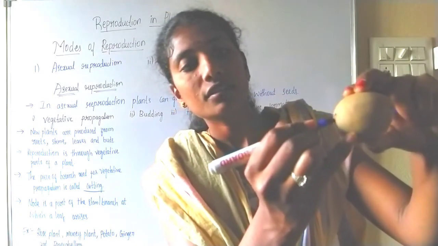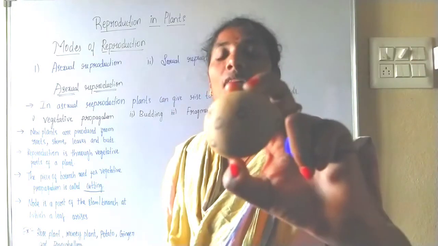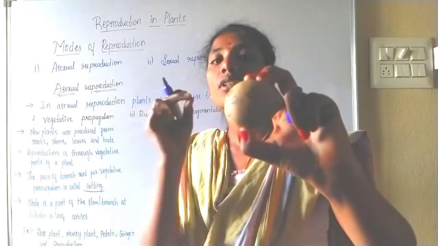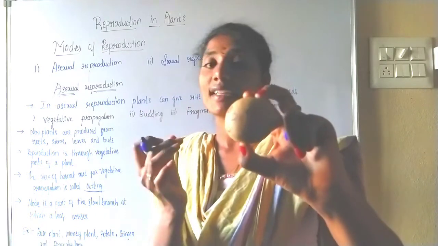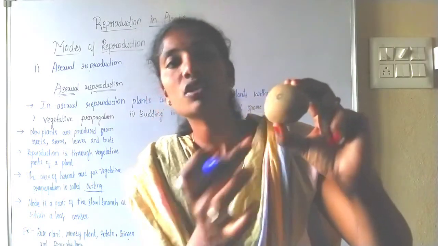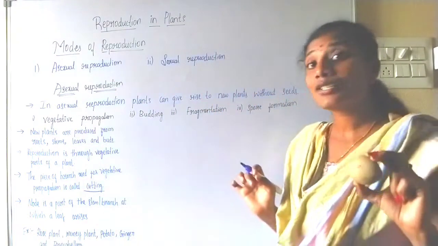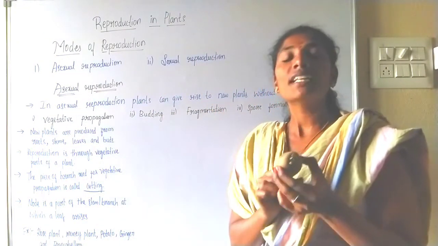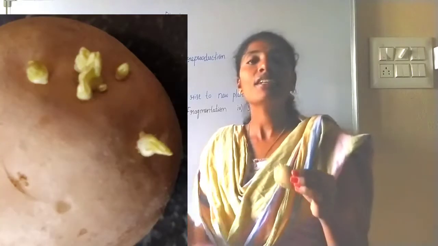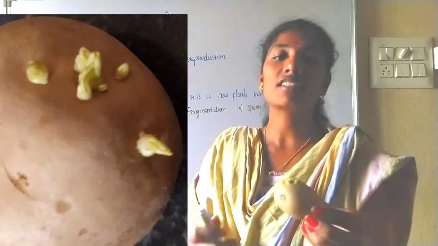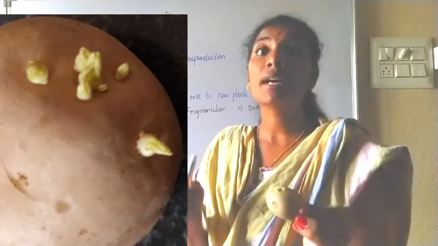So here, I have marked, you can see clearly. Those are the spots where you can see the development of eyes. These spots whatever I have drawn, those are called eyes. When they get a favorable condition like moist, humid condition, then you can see the development of these structures. These are called buds.